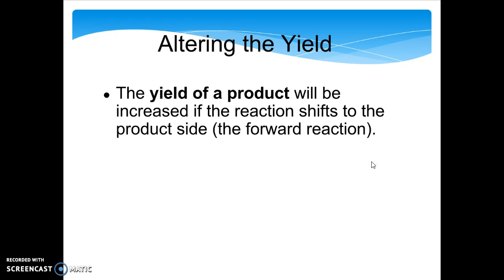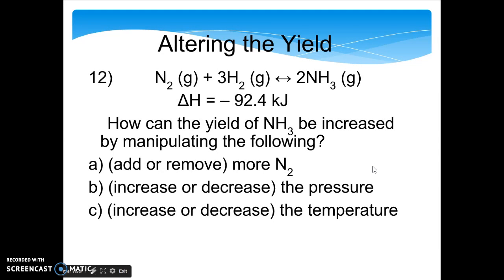And so the yield of product could be increased if the reaction shifts towards the product side, so if we increase the forward reaction. So we'll take this first system here. If we wanted to alter the yield here, let's say NH3 is really useful and we really want a lot of it. So if we had this system, how could we manipulate it?